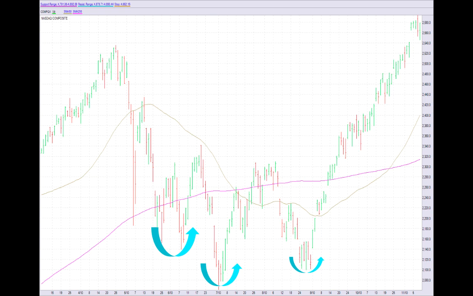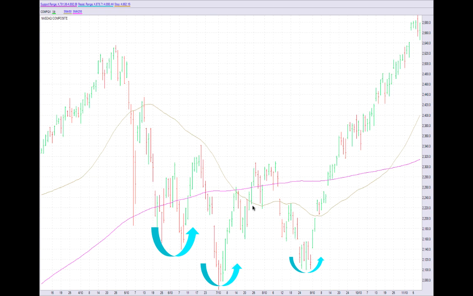Now, this is the NASDAQ composite. This is from about March 2010 to November 2010. And this is a reverse head and shoulders pattern. There you come down, you make a low. This would be a shoulder. You go up a little bit, then you come back down. This would be the head.